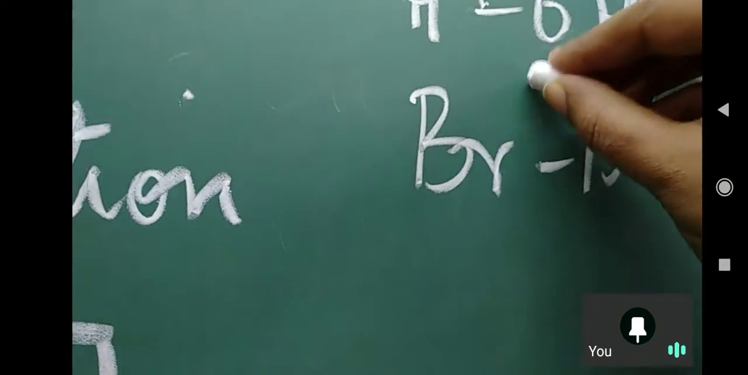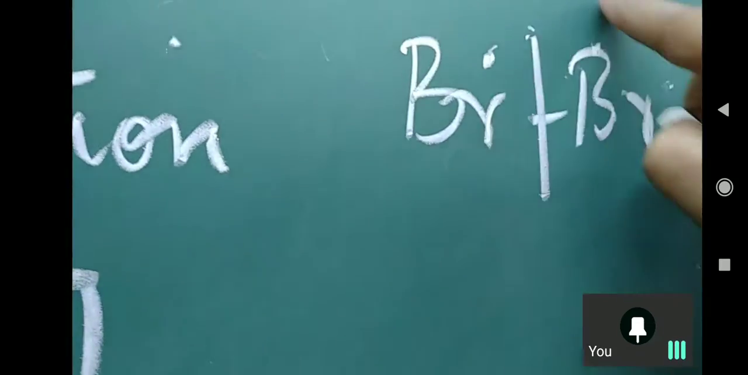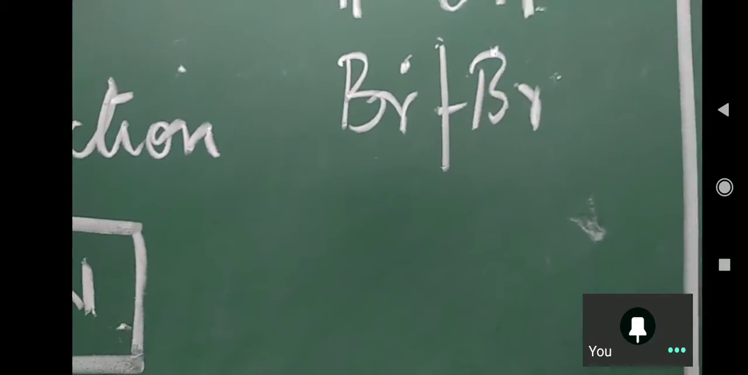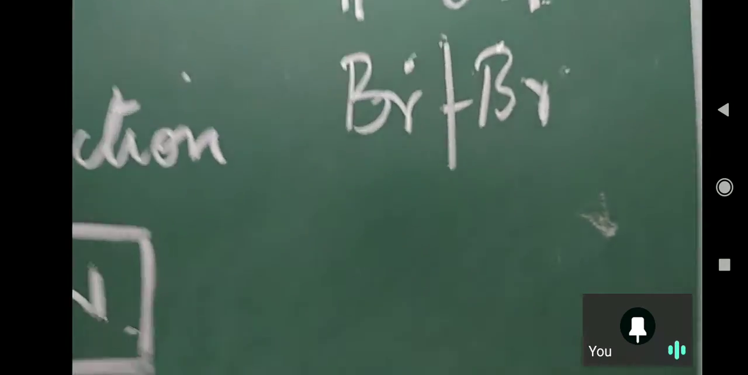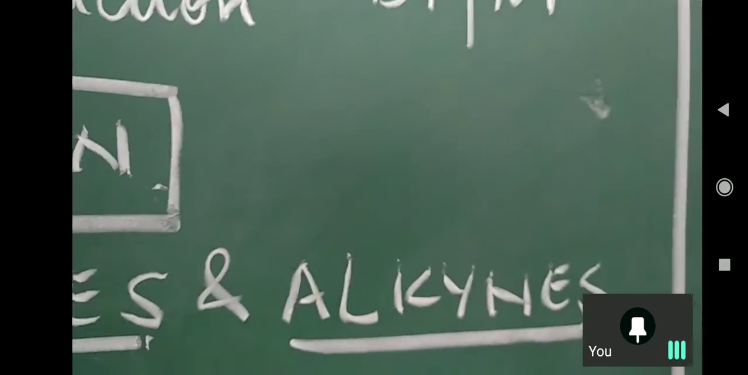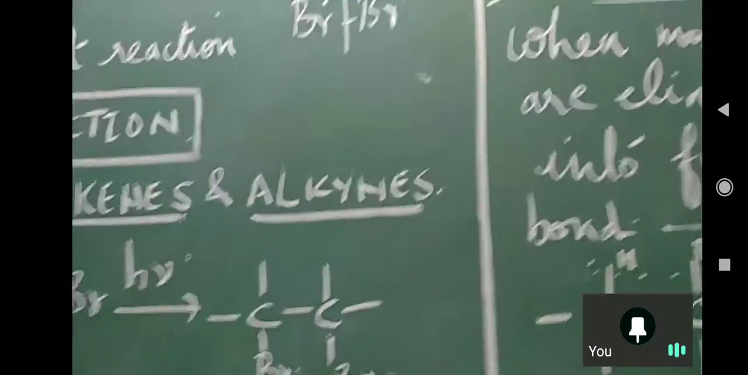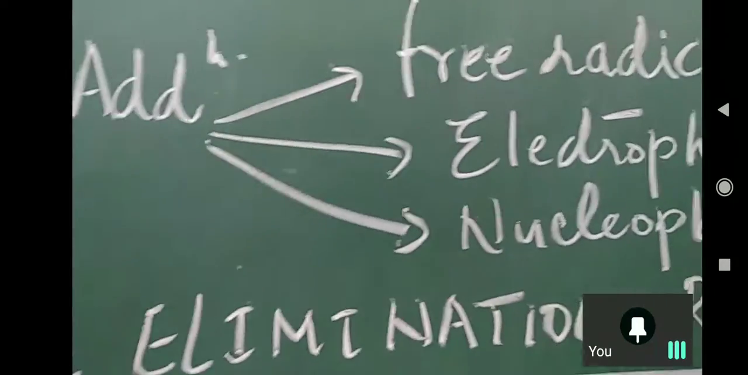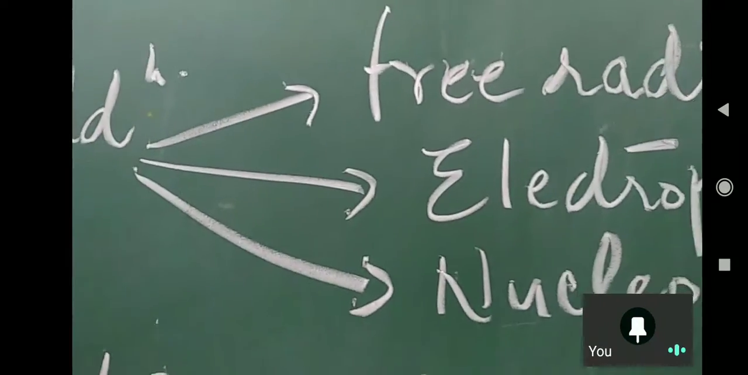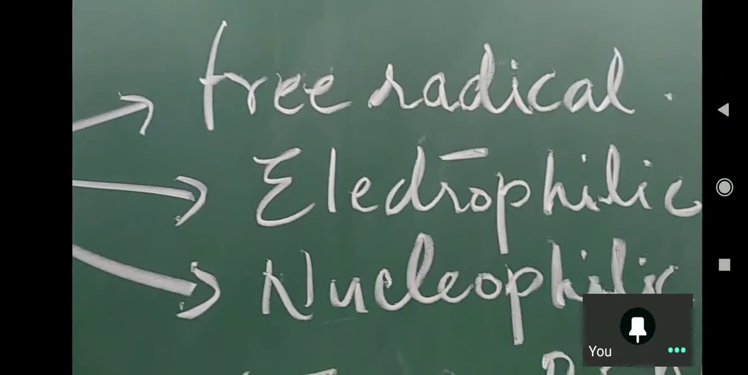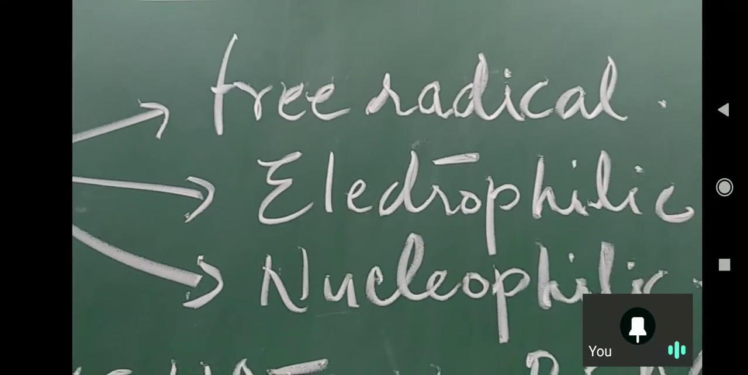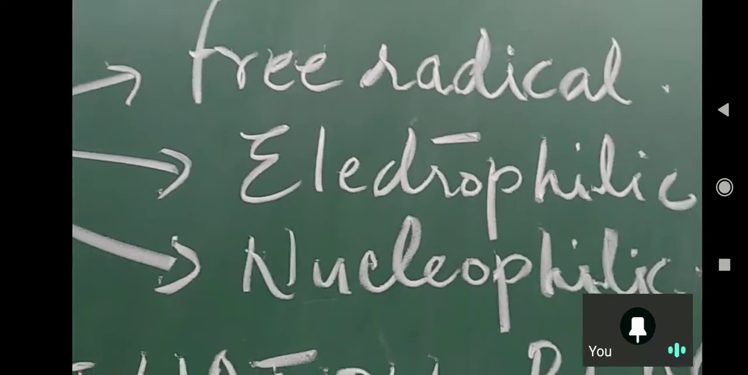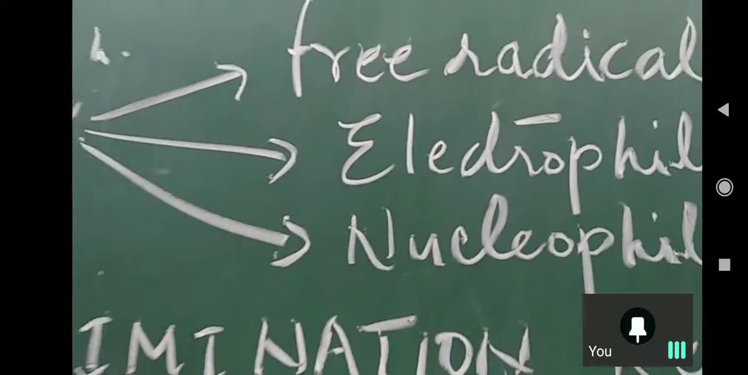This bond, in the presence of sunlight, breaks by homolytic fission, and if it breaks like this into minus and plus, then it will be heterolytic. Okay, it can break by both, depending upon the reaction conditions. So our addition reaction is of three types: free radical addition, electrophilic addition, and nucleophilic addition reaction.